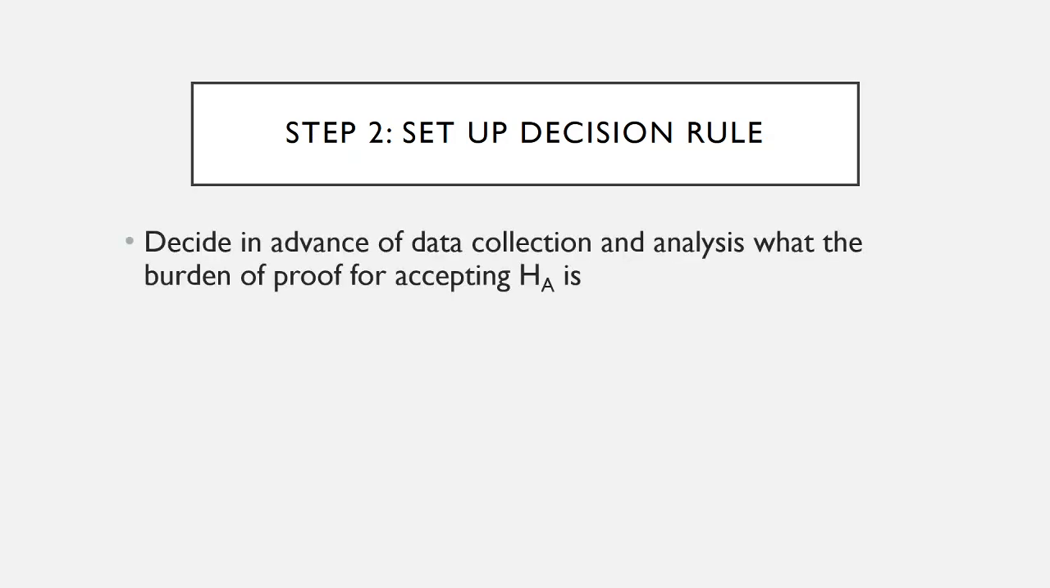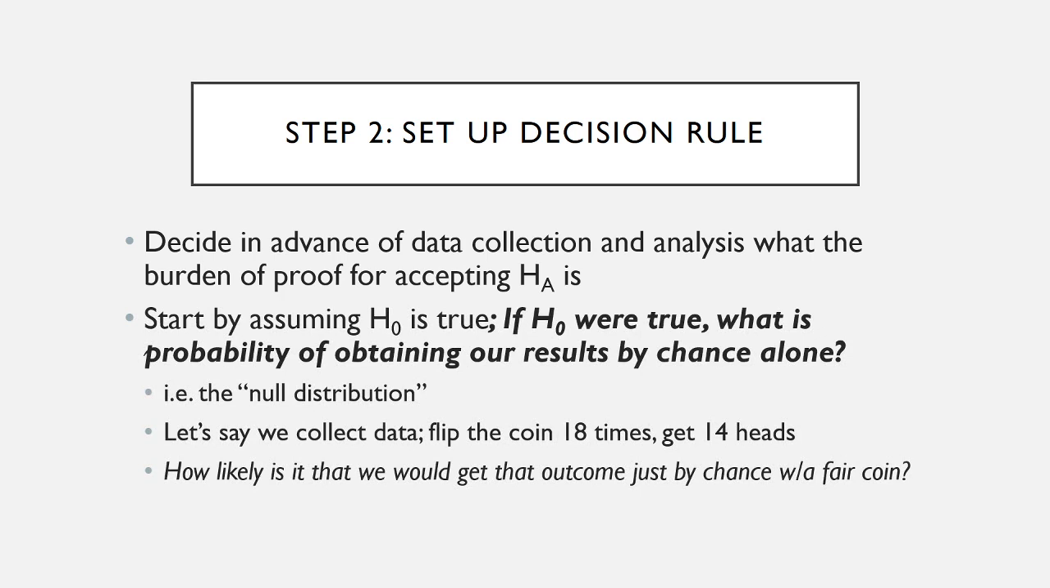Okay? In order to accomplish the decision rule step, you need to decide in advance of your data collection and analysis what the burden of proof is for rejecting the null hypothesis. This is essentially a quantification of just how strong, in a numerical sense, your analyses and outcomes need to be before you're willing to accept that you've legitimately found evidence for your claim. The way we do this is again by starting off from the assumption that the null hypothesis is true, and we want to proceed from there.